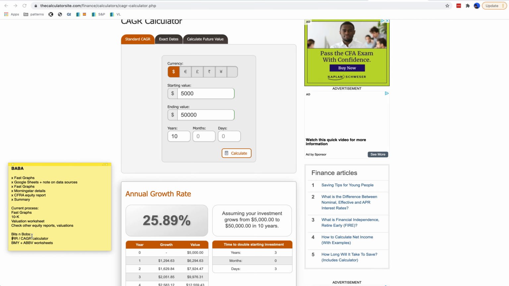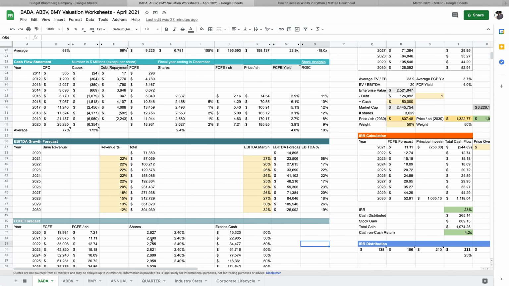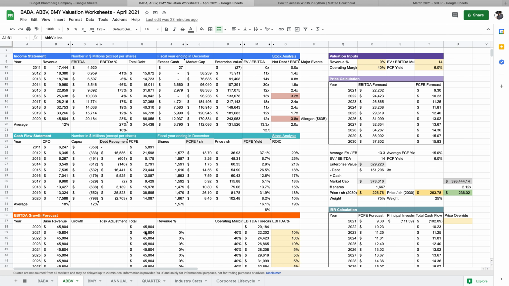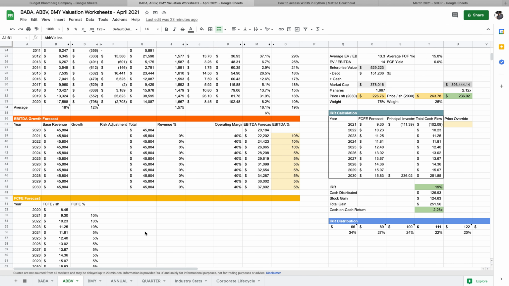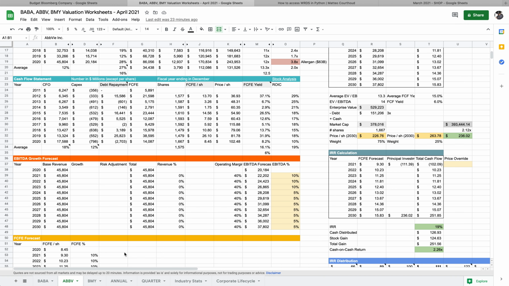The last thing I want to call out is this worksheet that I've created for Alibaba. I've also personally been looking at AbbVie recently, and also Bristol Myers, both of which are pharmaceutical companies. I'm going to include these for free in this spreadsheet when I share it, just because I already made it, so you can feel free to look at it.